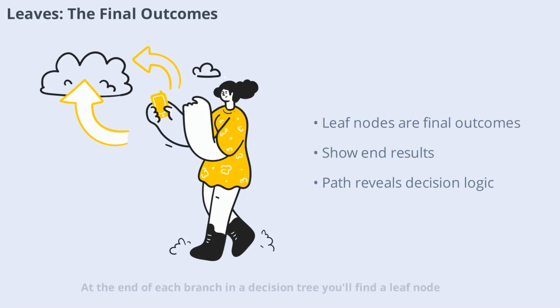At the end of each branch in a decision tree, you'll find a leaf node. Leaf nodes represent the final outcomes or decisions after all the choices have been made. These outcomes could be a classification like approve or deny, or a specific value such as a predicted price. By following the path from the root to a leaf, you can see exactly how a decision was reached. This transparency is one reason why decision trees are so popular in data analysis and machine learning.